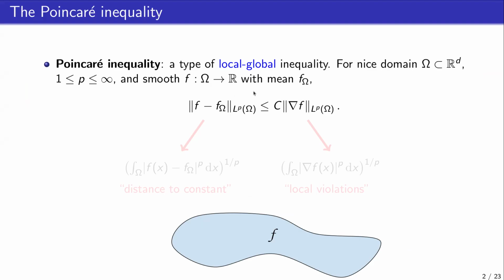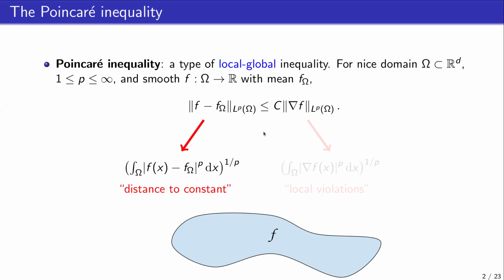In particular, to be concrete here, let's fix some nice domain omega in Euclidean space, which I'm representing with this blob here. And then there's some exponent p that doesn't matter too much. Let f be some smooth enough real valued function whose mean I'm denoting by f omega. Then a Poincaré inequality says something like the following: the L^p norm of this difference, f minus its average, is at most some constant times the norm of the gradient of this function.